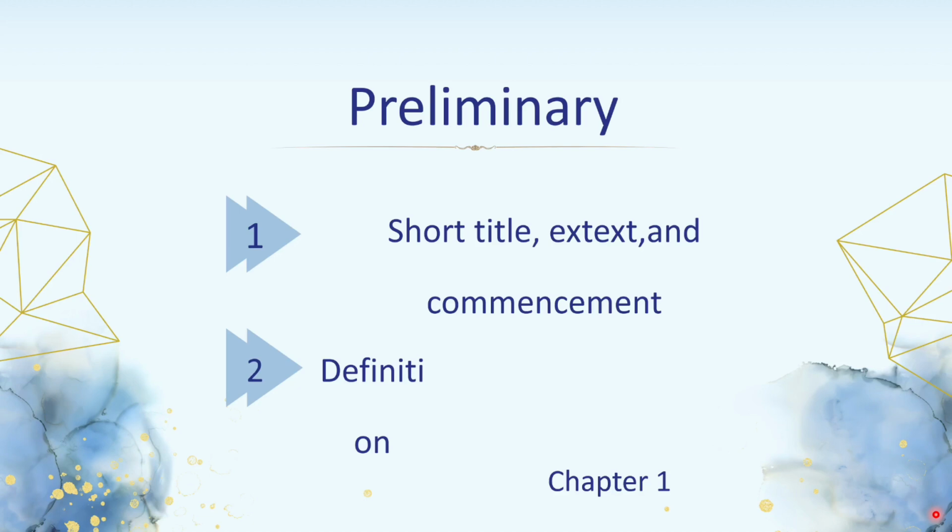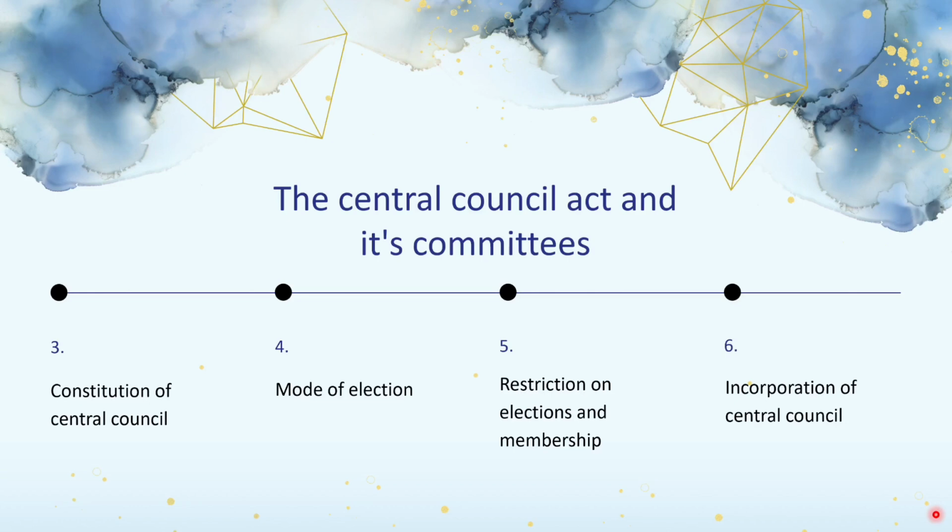This goes with words like board, central council, central register of homeopathy, medical institution, prescribed, recognized medical qualification, regulation, and so on. Now let's get into Chapter 2. In this we will discuss points from number 3 to 12. The basic concept of Chapter 2 is the Central Council and its committees. Now let's start with point number 3, that is the Constitution of the Central Council.